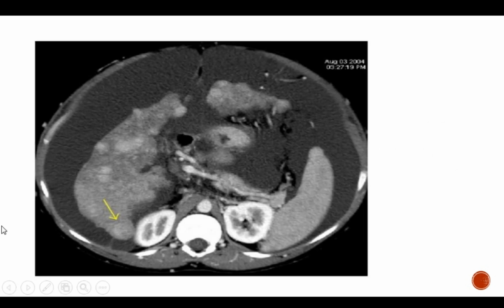So this is a cirrhotic liver. We can see some areas of high density. These were high-grade dysplastic nodules. What else do you see here? Cirrhotic liver, ascites. Massive ascites. Okay. And? Splenomegaly.